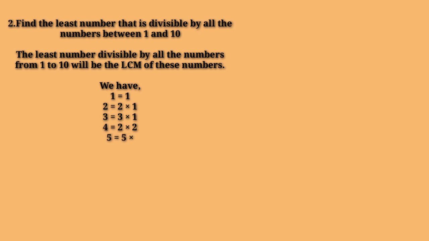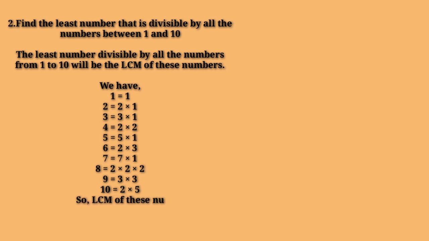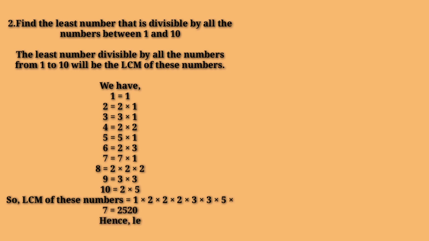Let us see the solution of this question. The factorization of 1 is 1, 2 is 2 into 1, 3 is 3 into 1, 4 is 2 into 2, 5 is 5 into 1, 6 is 2 into 3, 7 is 7 into 1, 8 is 2 into 2 into 2, 9 is 3 into 3, and 10 is 2 into 5. So the LCM of these numbers is 2 into 2 into 2 into 3 into 3 into 5. So we are getting what?